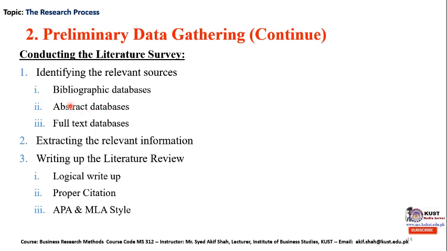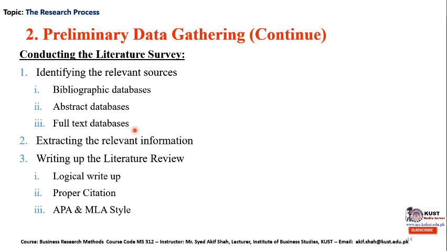The second source is the abstract databases. This database actually gives you the short summary or the abstracts of the already published material. And third, full text databases give you the complete and full text of the research article or the research publication which has been conducted by different researchers around the globe. These full text databases may include ScienceDirect, JSTOR, and other digital databases like Web of Science and Google Scholar.